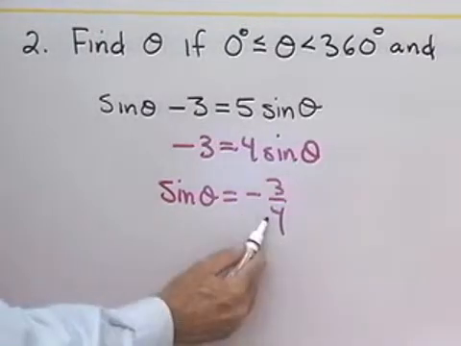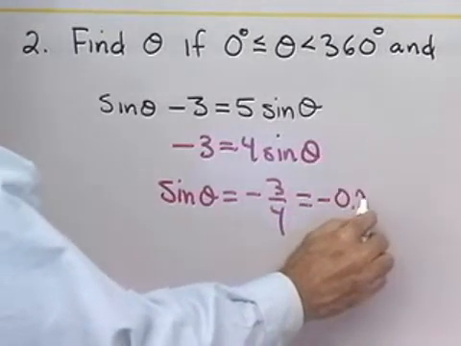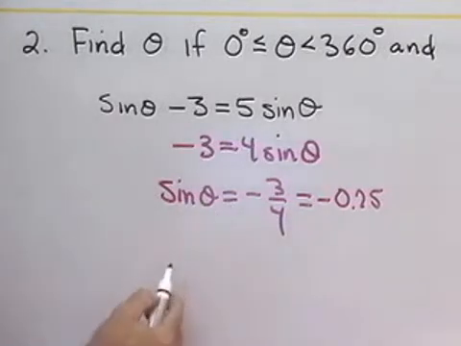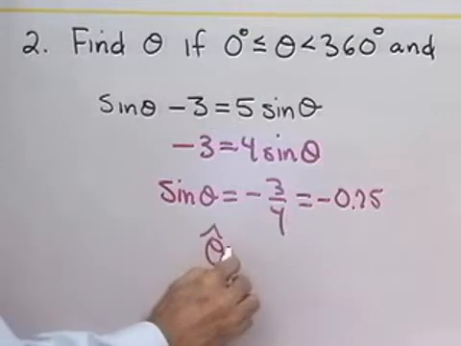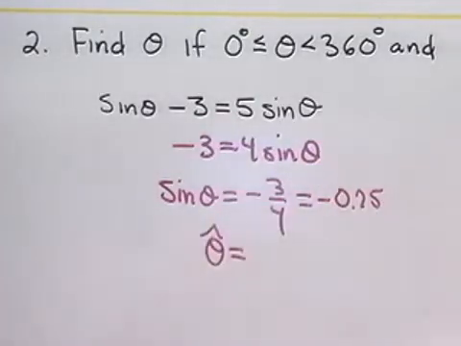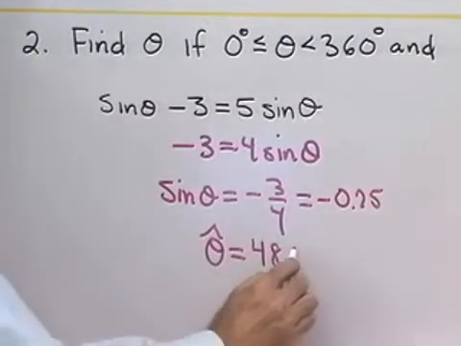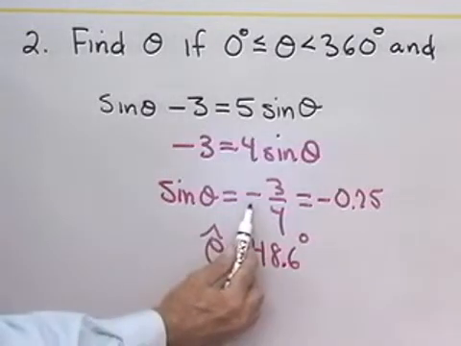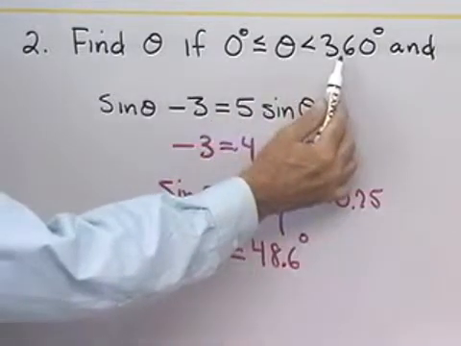Okay, this isn't something I have exact values memorized for, so I'll change to a decimal, 0.7500. I'll use my inverse sine button on my calculator to find the reference angle. I'll input 0.75, work that out on the calculator. I get a reference angle of 48.6 degrees. Now I look back and see that sine theta is equal to a negative number. I want all values of theta between 0 and 360.